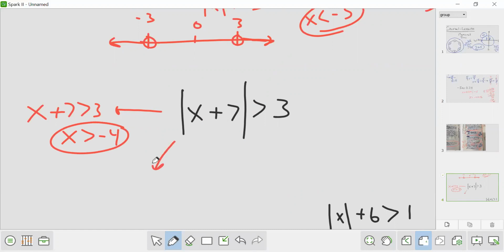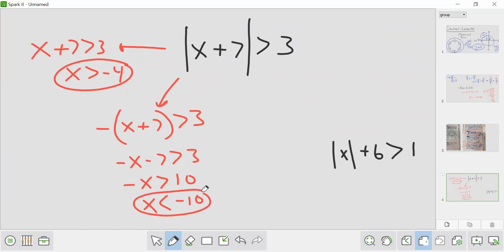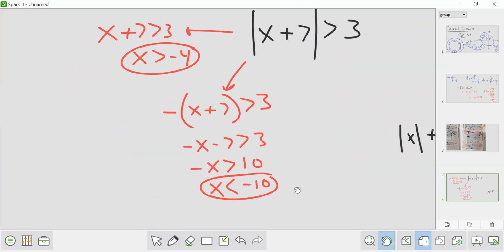And then if I keep going, I have the opposite of x plus 7 is greater than 3. And if I continue going normal how I would do it, negative x minus 7 greater than 3, add 7 to each side, negative x is greater than 10. Now I know that my x is less than a negative 10. All right. So here's the other scenario. So let's look at how I would do that graph.